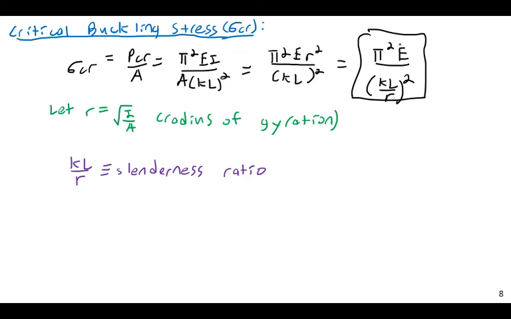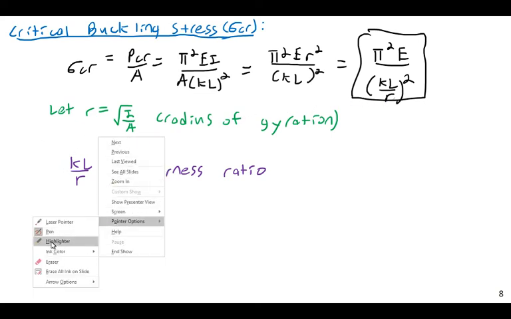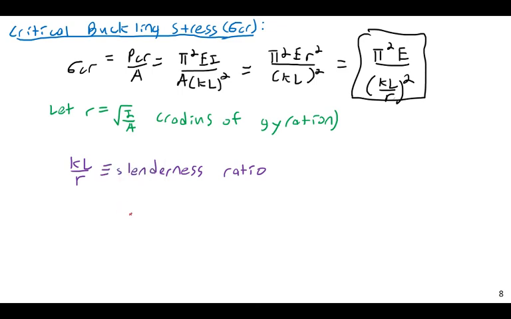A stronger material will increase the buckling stress. A higher buckling stress is good, because you want a higher stress required before it will buckle. Here we can see that a longer length will decrease the buckling stress, and a higher radius of gyration will increase it. I can again summarize this: sigma critical is equal to pi squared E over KL over r, squared. And that's a really neat equation.